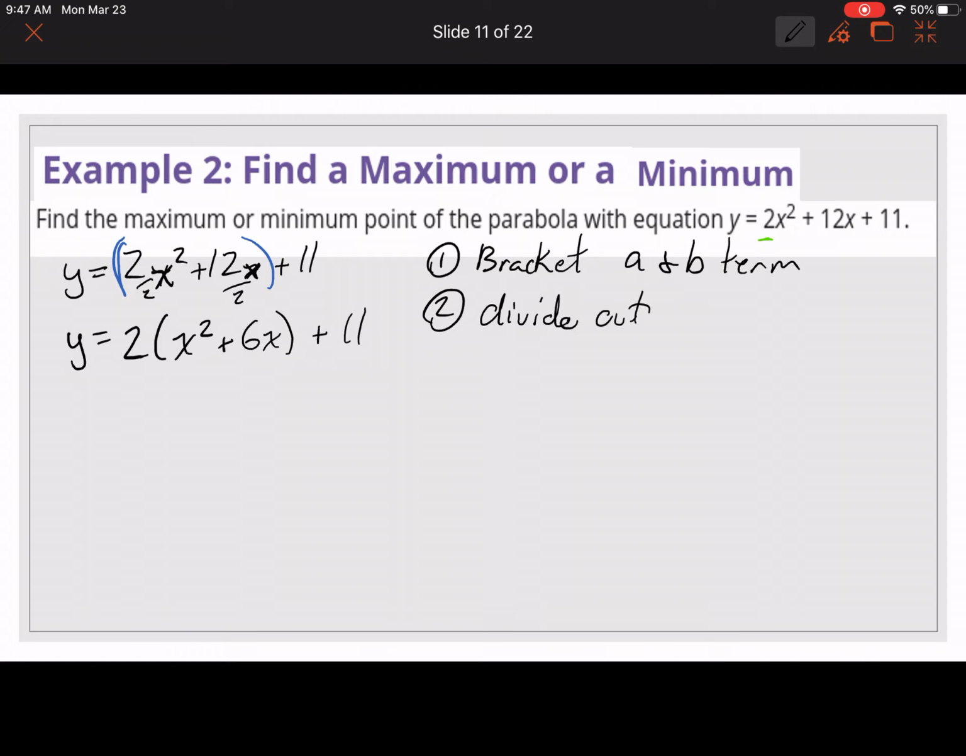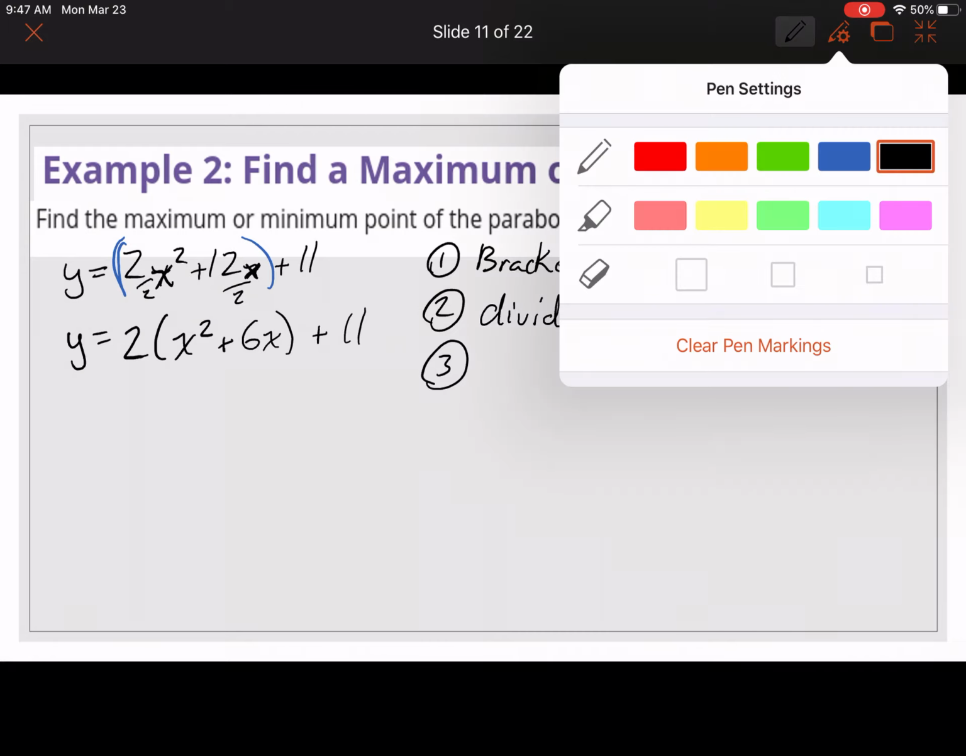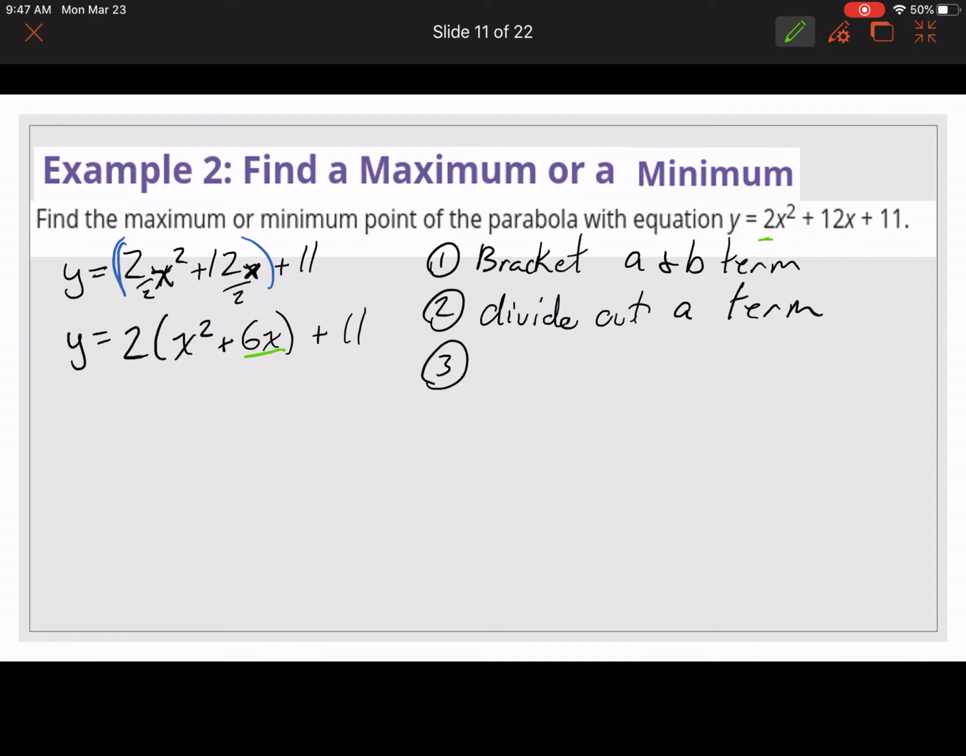So divide out a term. Now we're going back to our normal 1. So we still want to consider this the b term. We still want to go b divided by 2 all squared, which is 6 divided by 2 all squared, which is 3 squared, which is 9.